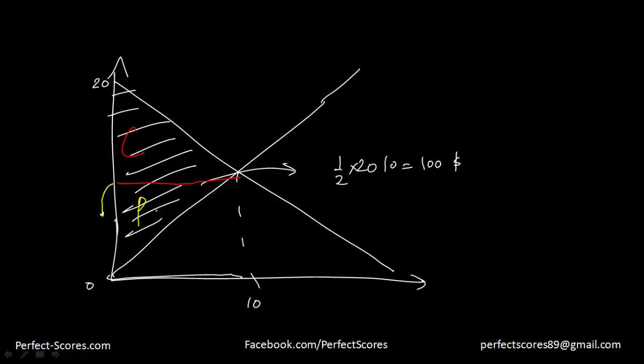So if you sell lower than the equilibrium price, then the consumers will gain more. If you sell higher than the equilibrium price, then producers will gain more. Fine. So that is what is meant by consumer surplus and producer surplus.